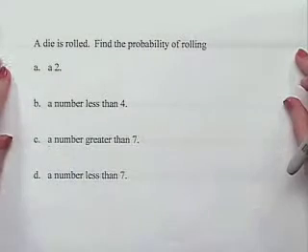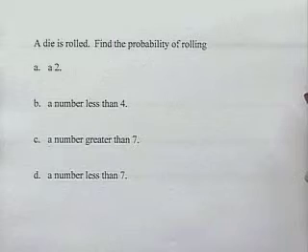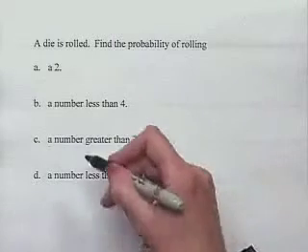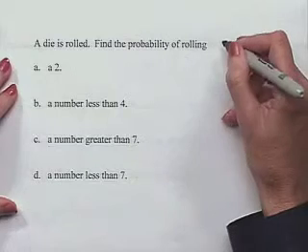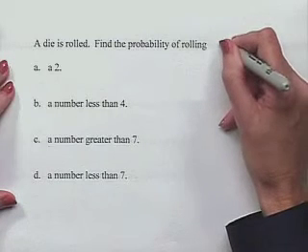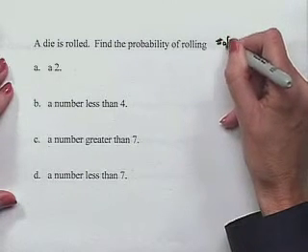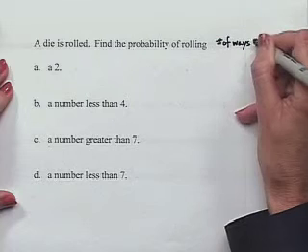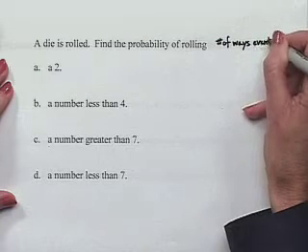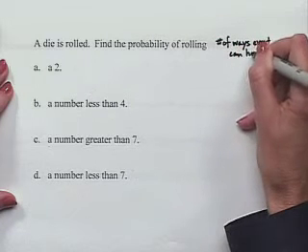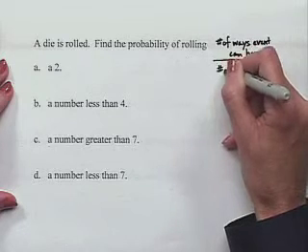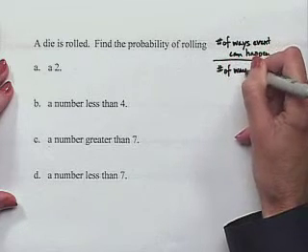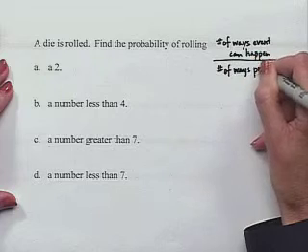Now let's look at working with probability. A die is rolled. Find the probability of rolling, and then we're going to have 4 different choices. First of all, let's make sure we understand that probability can be evaluated by figuring out the number of ways that an event can happen, divided by the number of ways the thing that we're doing is possible.